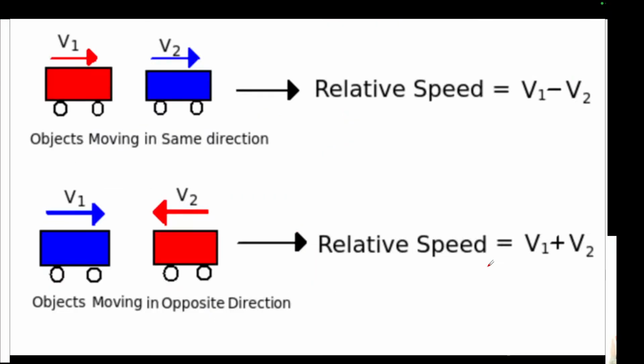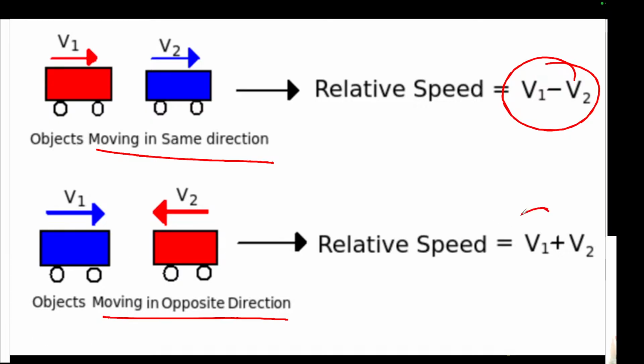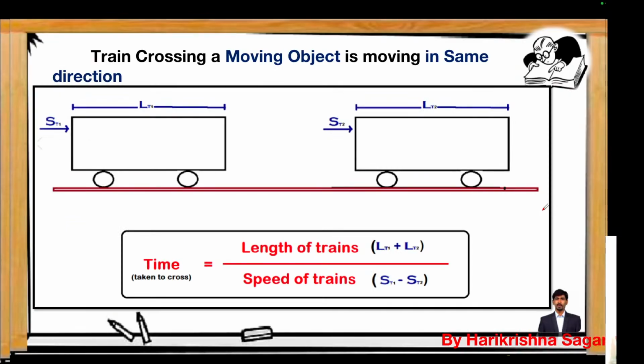And the other two cases are based on two objects moving. When two objects are moving in the same direction, the relative speed is v1 minus v2. If they are moving in the opposite direction, the relative speed will be taken as v1 plus v2. So use that while you are solving. Here the question is narrated in such a way that two trains are moving in the same direction. What is the time taken to cross each other?